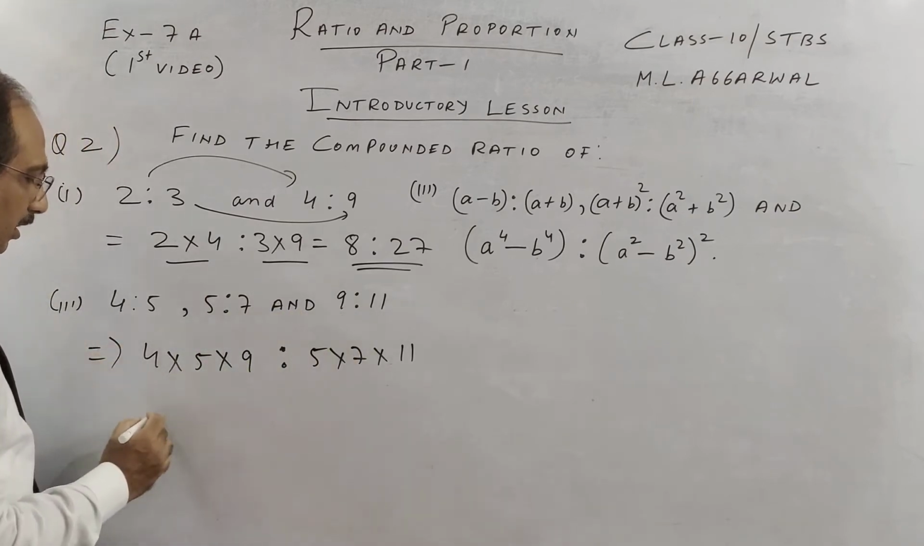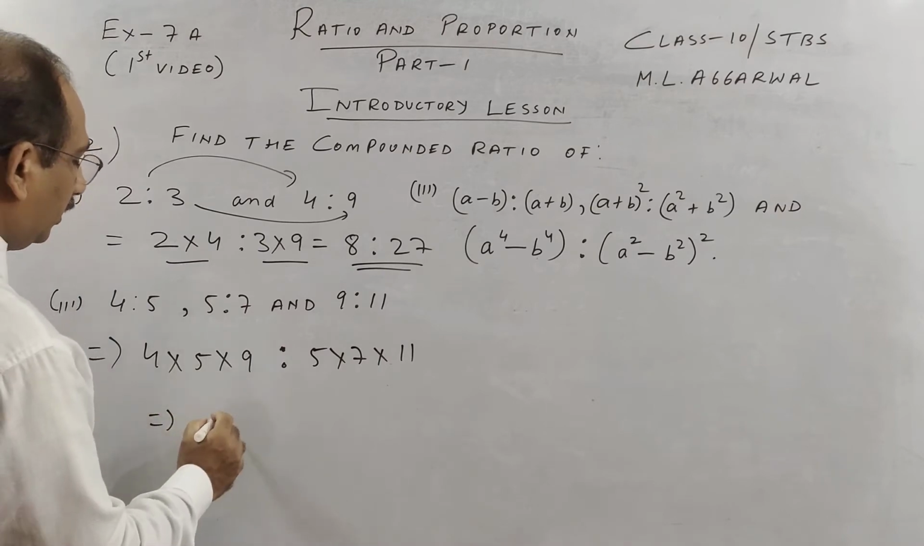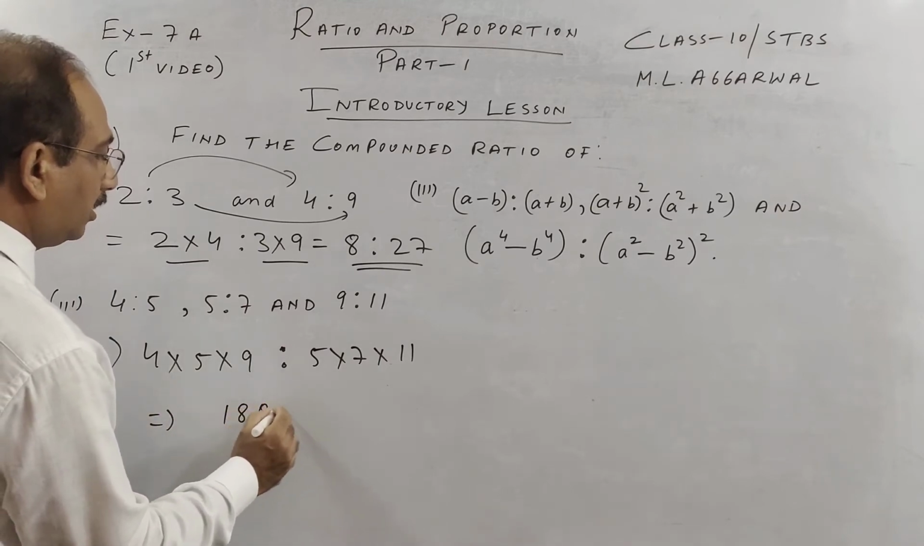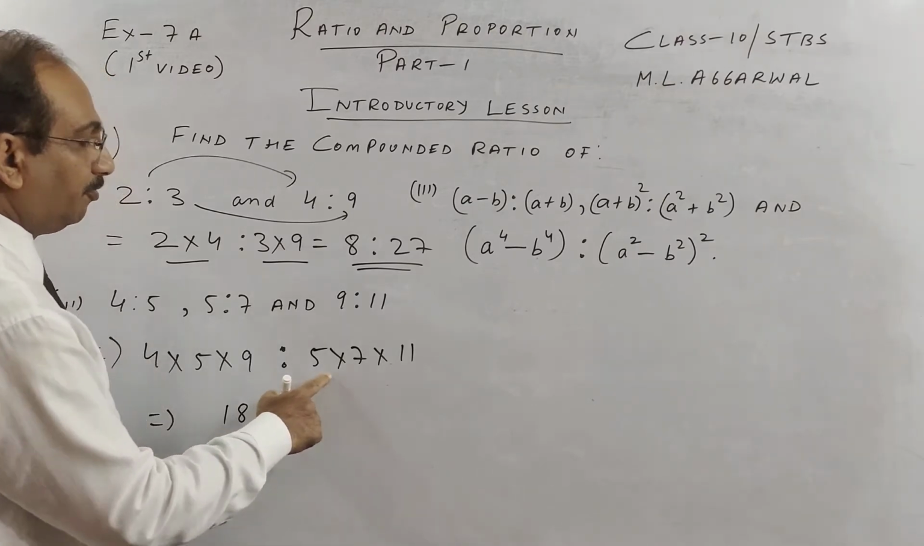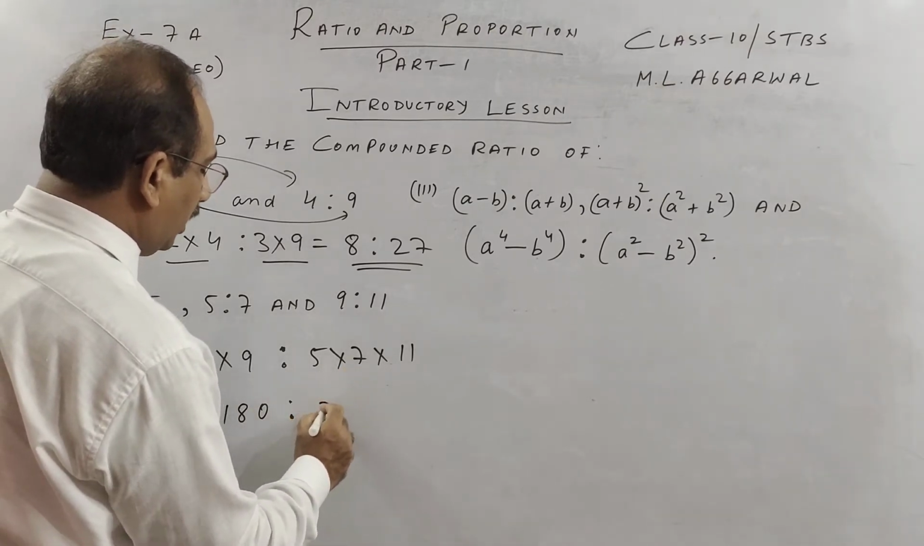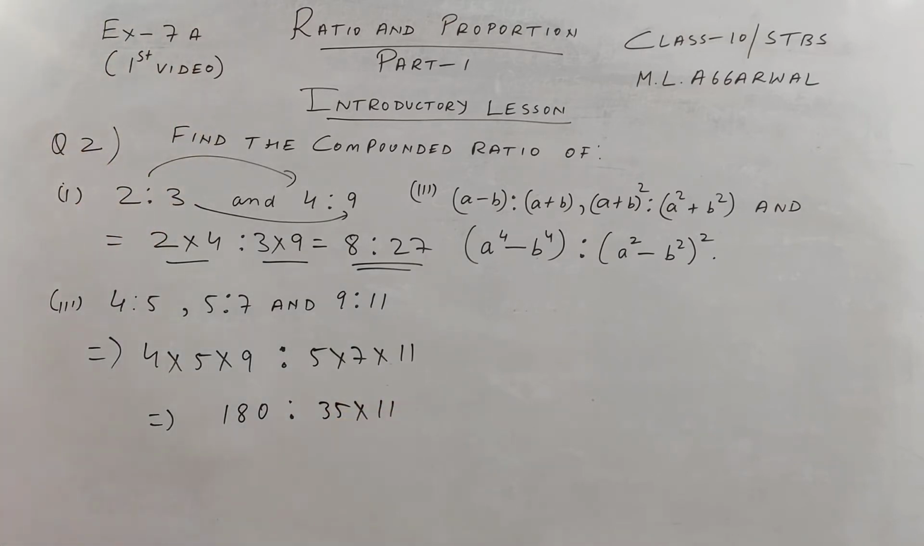So what do we get, children? 4 5s are 20, 20 9s are 180 is to 5 7s are 35, into 11. So if you see this, we can cancel and see what we get.